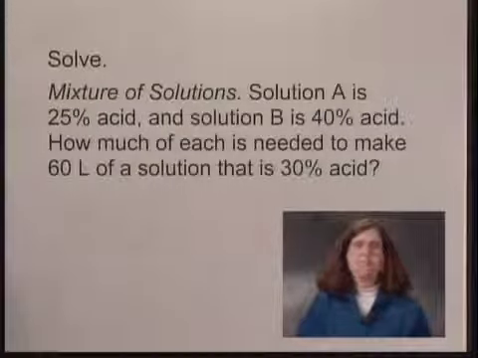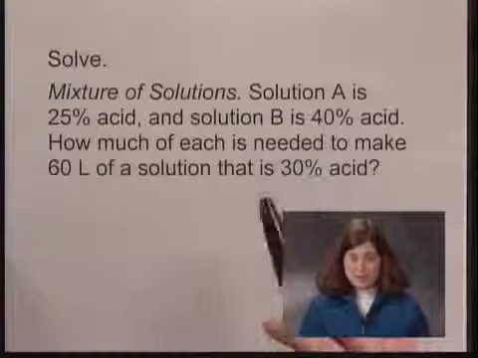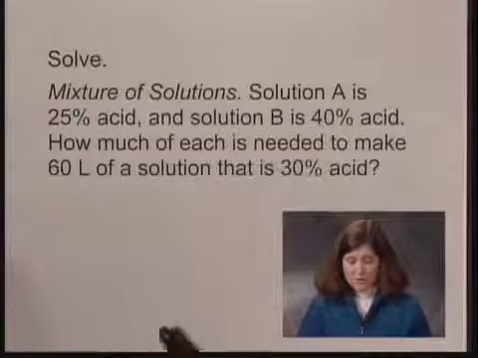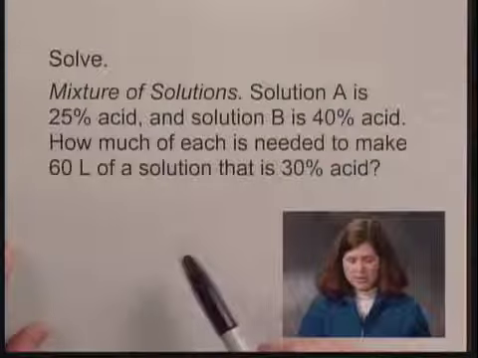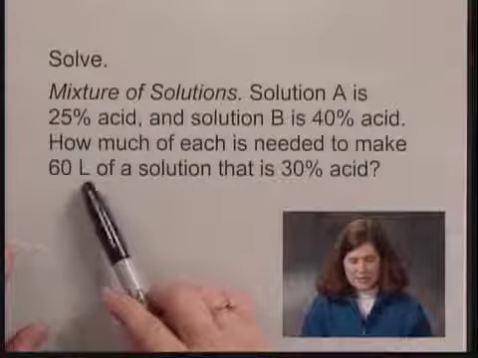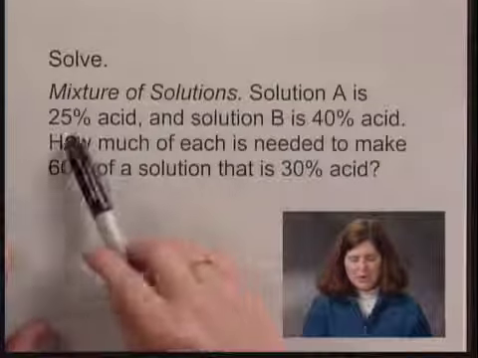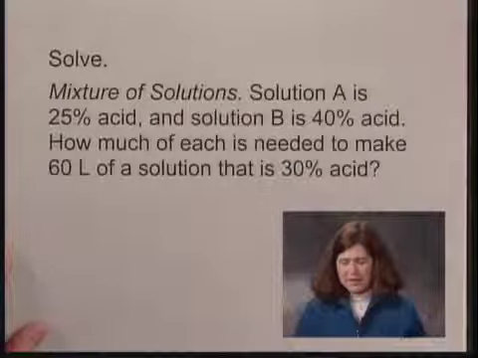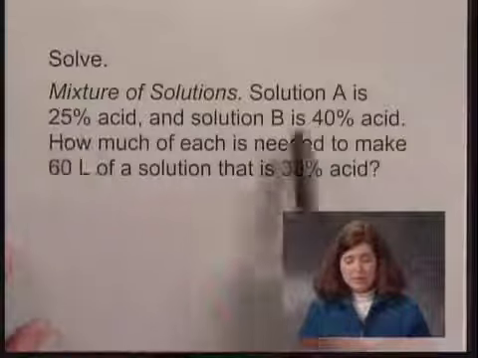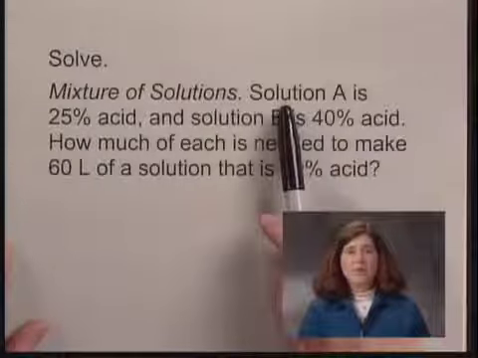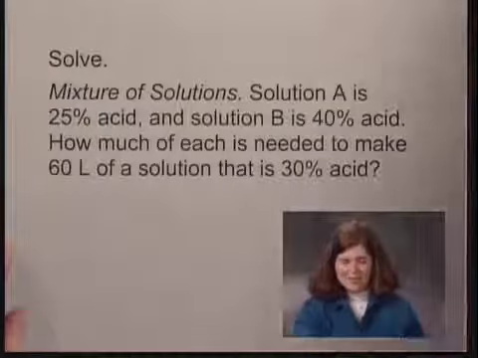Our first step will be to familiarize ourselves with the situation. The first thing we're going to do is to read the problem again and notice that A is a weaker solution, B is a stronger acid solution. We want to get 60 liters altogether, and the 30% will be in between the 25% and 40% acid. You might even note that since 30% is closer to 25% than it is to 40%, we probably want a little bit more of solution A than solution B. That might be just a check we could look at the end.